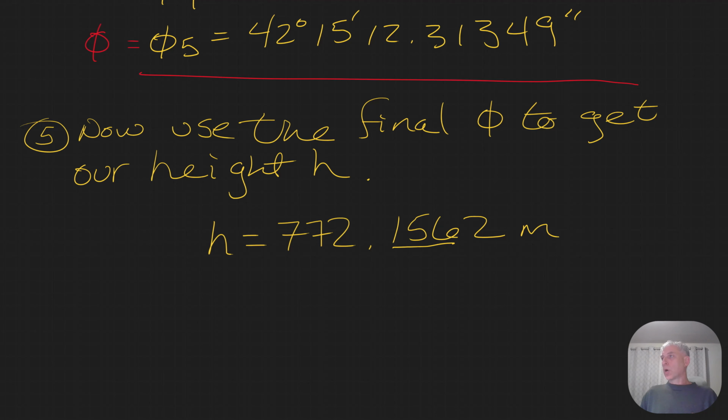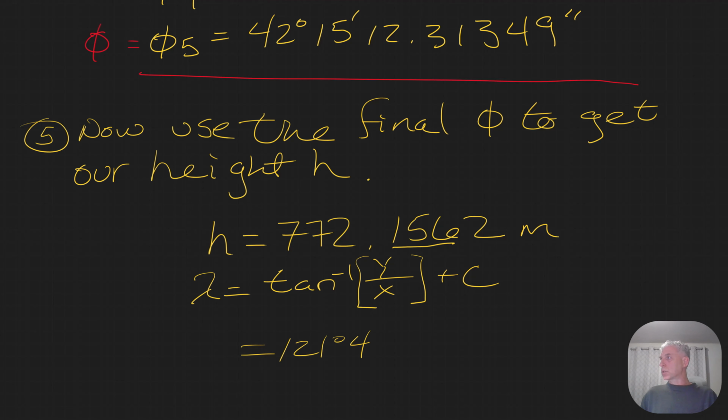And then we use our lambda equals tan inverse of y over x plus c to adjust for quadrant, which equals 121 degrees, 46 minutes, and 27.11181 seconds.